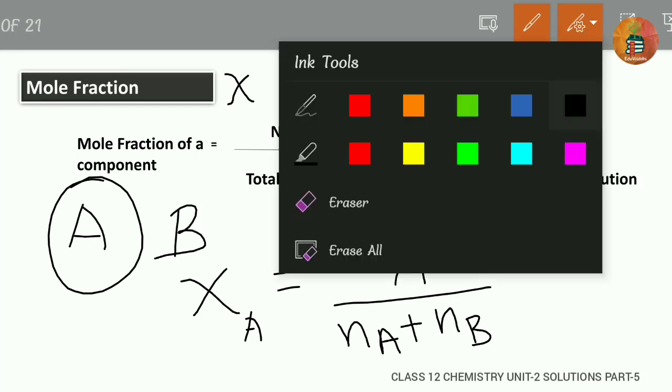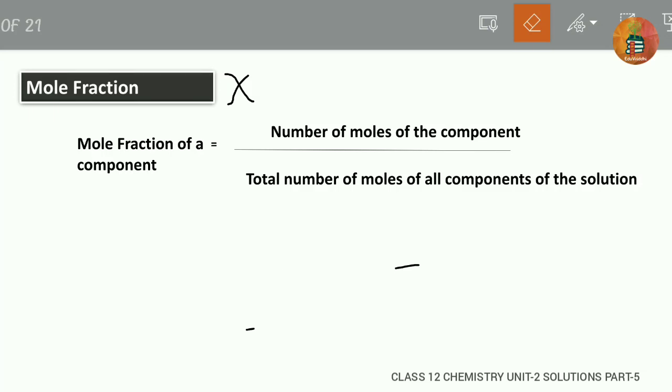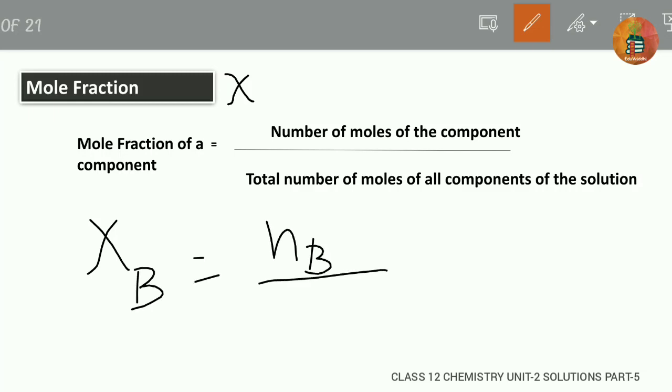Similarly, if you want to find out the mole fraction of B, the formula is similar, but you have to write here chi B is equal to the number of moles of B divided by the total number of moles of all the components in the solution, that is Na plus Nb.